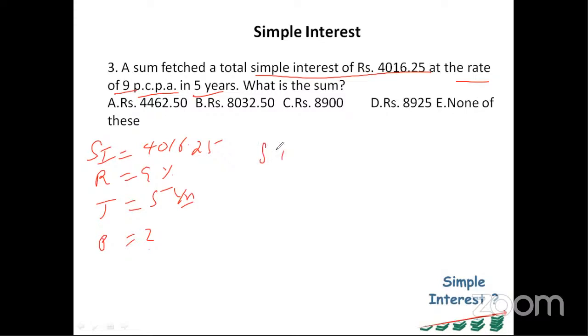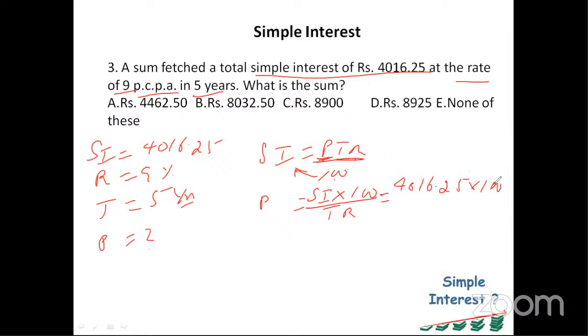We know that the formula is simple interest is equal to PTR by 100. If we have to calculate P, then P is equal to simple interest into 100, divided by TR. Observe carefully. Since we have to calculate principal, this 100 will go on top and TR will come down. It becomes SI into 100, divided by TR. Now we will substitute the values.